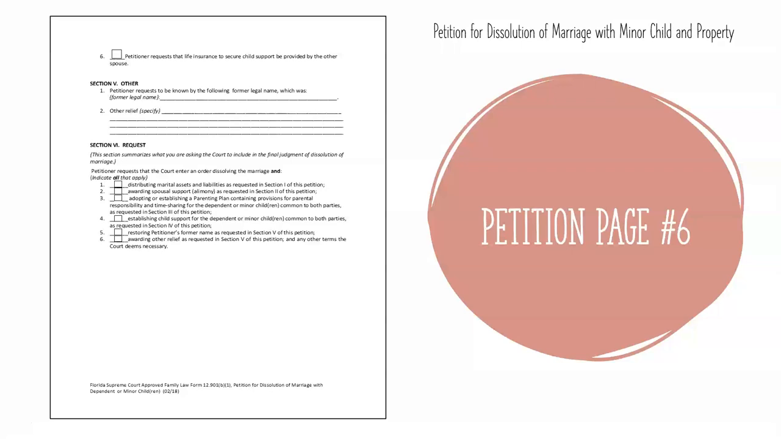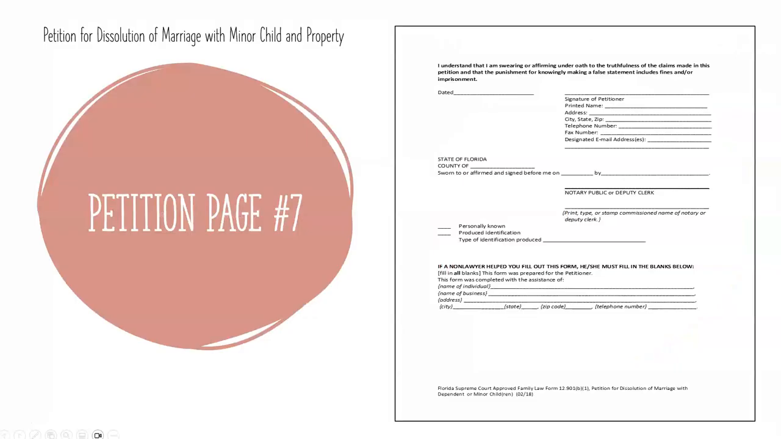If alimony has been agreed upon, be sure to check that box as well. This is the final page of the petition, and it requires a notary public. Set this document aside for now, as you'll sign all documents in your packet that require notarization at the same time. Be sure to complete the non-lawyer section, and once done, this document will be complete.